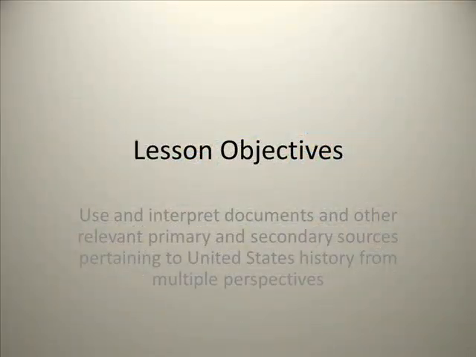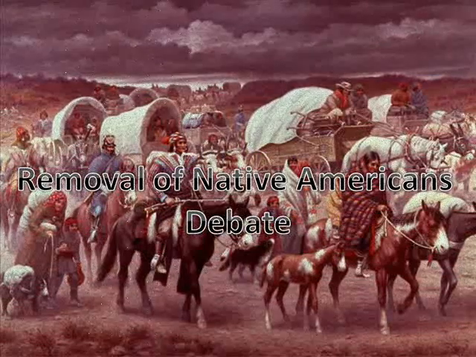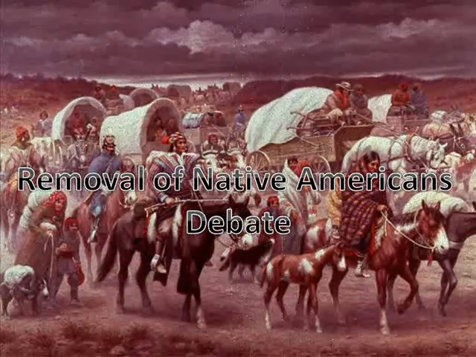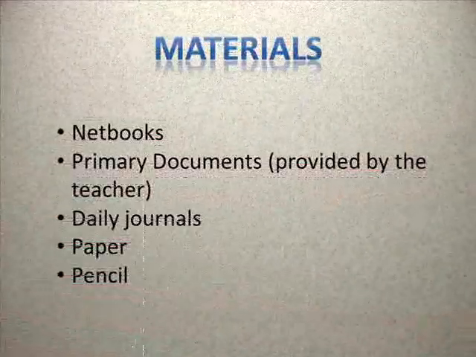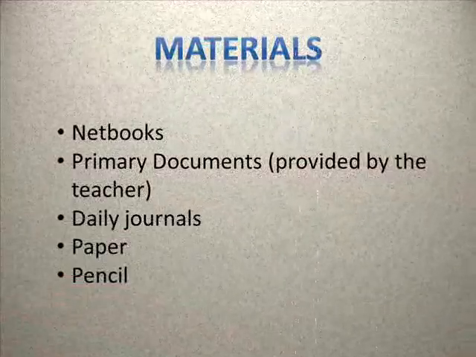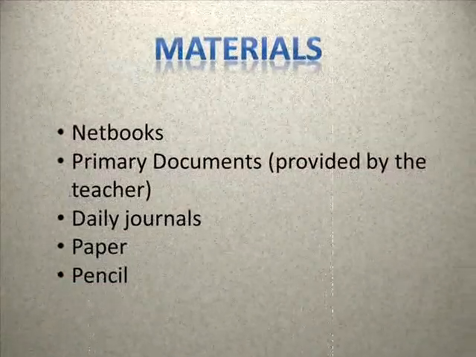The lesson objectives for this lesson are to use and interpret documents and other relevant primary and secondary sources pertaining to United States history from multiple perspectives. By the end of this lesson, students will be able to interpret historical documents by using technology. This will allow them to come to a general conclusion based on the information given. Materials needed for this assignment are netbooks, primary documents, daily journals, paper, and pencil.